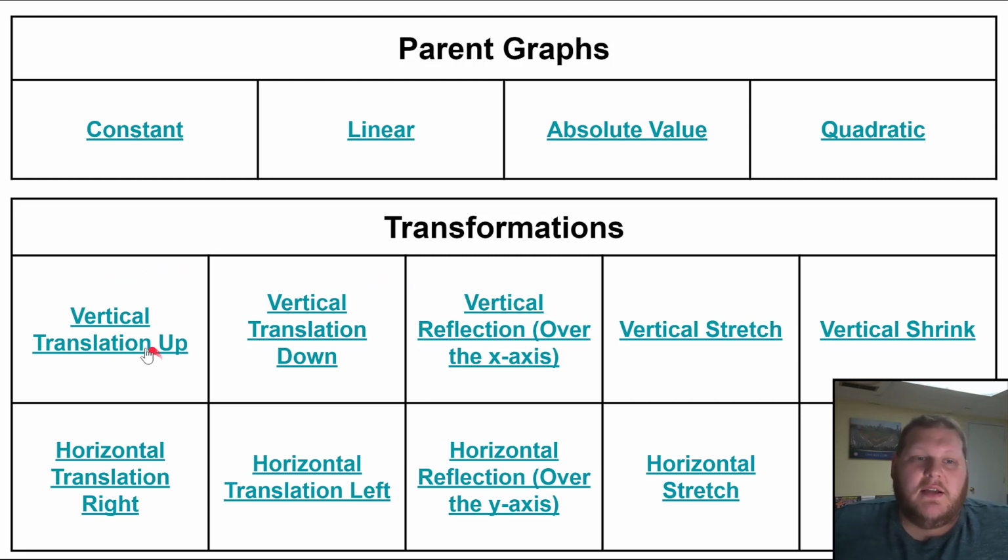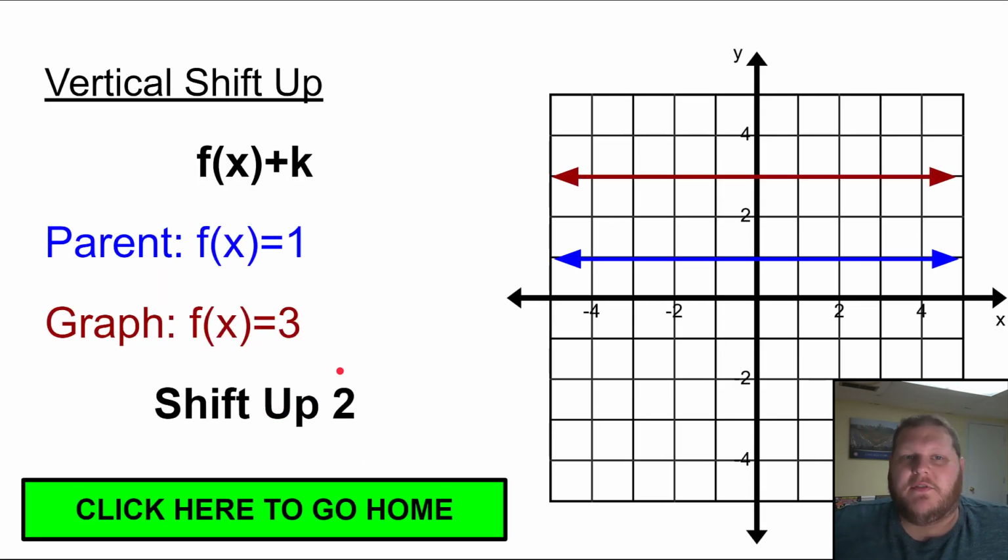So let's just start here at vertical translation up. So for our example here, for a vertical shift up, which I use shift and translation interchangeably, that's okay to use if you don't know. If you aren't comfortable spelling translation all the time, or you would rather use the shorter word and just say it's a shift, that's fine with me. I'm not going to take points off if you say it's shifted instead of translated. Translated is the technical term, but shifting is still fine.